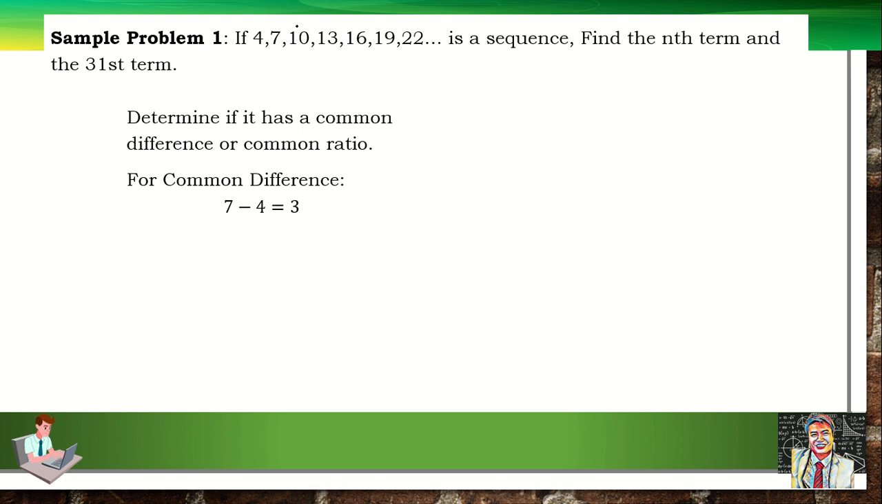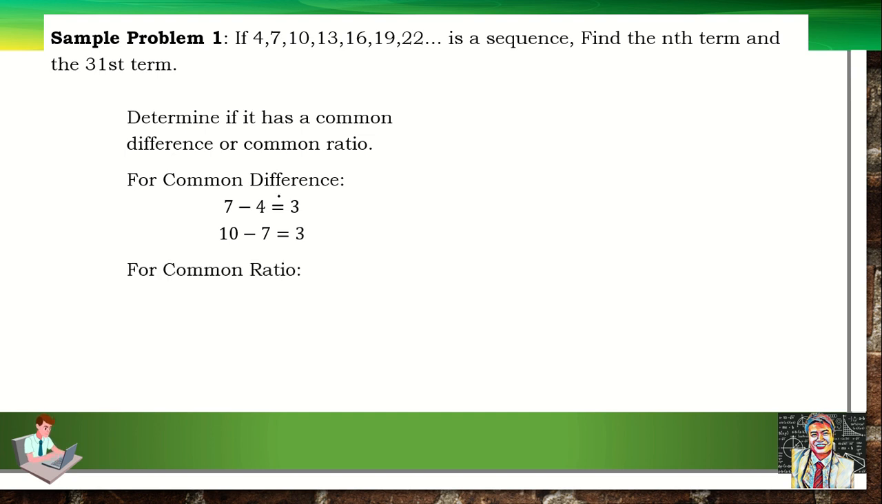Next, tingnan natin yung kasunod, 10 minus 7, which is also 3. Check natin yung kasunod. 13 minus 10 is also 3. 16 minus 13 is also 3. 19 minus 16 is also 3. So, ibig sabihin may common difference sila na 3.